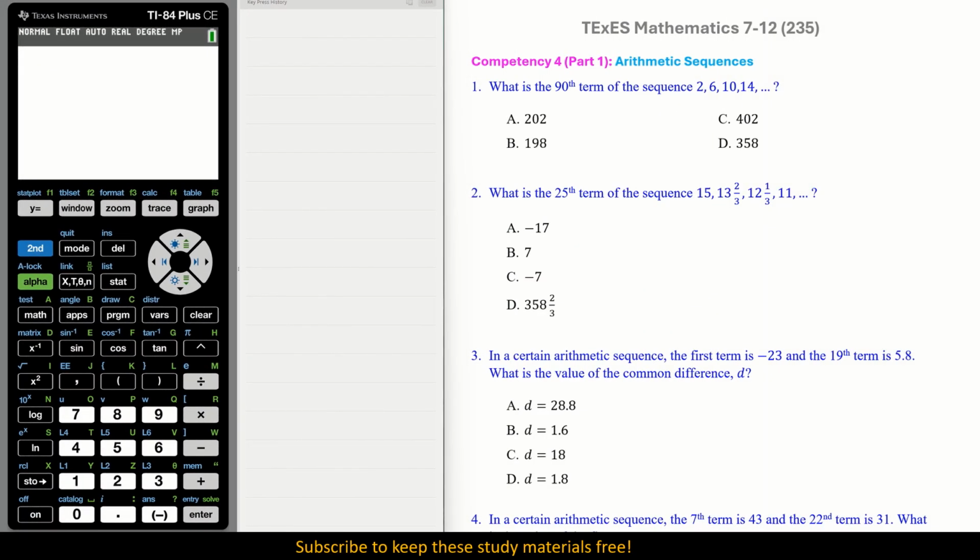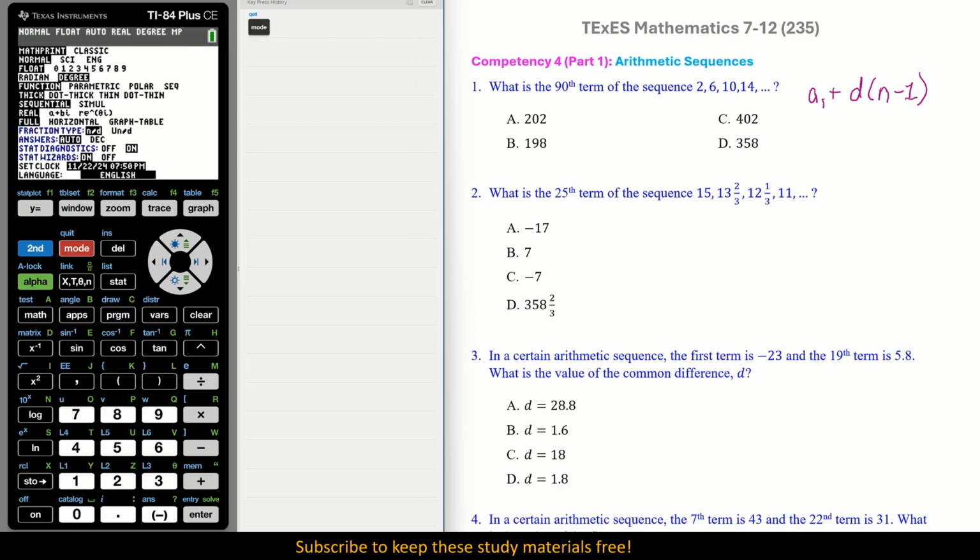Number 1, what is the 90th term of the sequence 2, 6, 10, and 14? Okay. If you remember prior, we had a formula that we can use, which was A1 plus our common difference times n minus 1. This is a form anyway that we're going to use for our purposes right now. Before we begin, we must go to mode and arrow down to function. You can use your right or left arrows. I'm going to use the left, and that highlights SEQ, sequence. That's what I want, so I push enter.